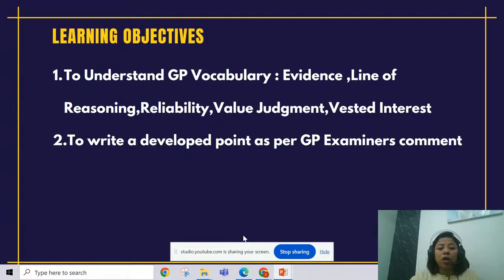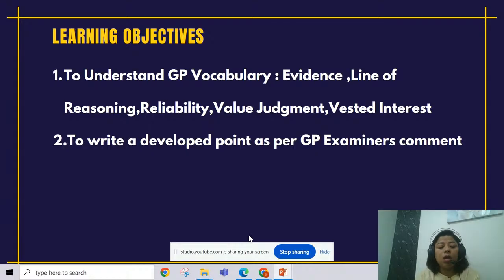We are going to cover these vocabularies: evidence, line of reasoning, reliability, value judgment, and vested interest. These are vocabulary of the global perspective subject. And the next learning objective, which is going to be the main focus for today's class, is how to write a developed point according to global perspective examiners' recommendation.